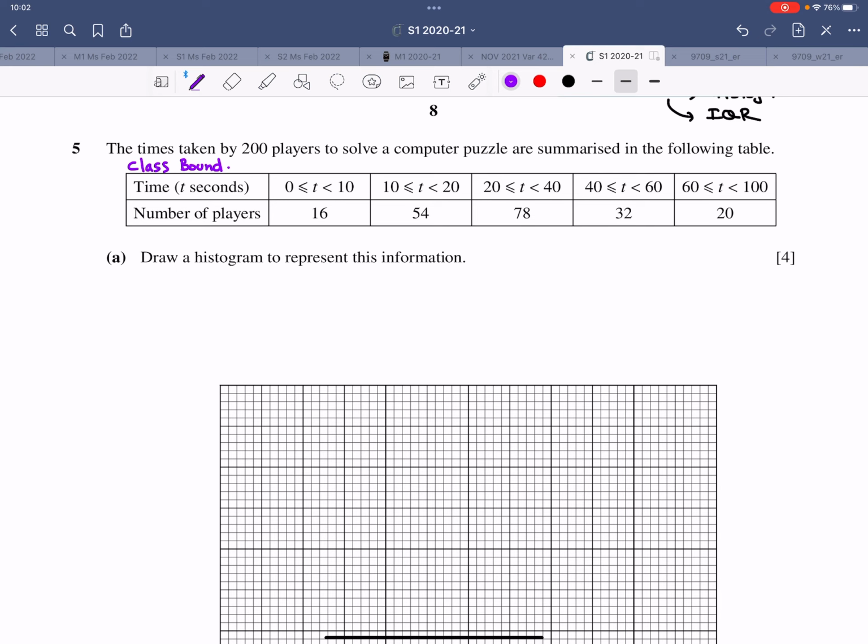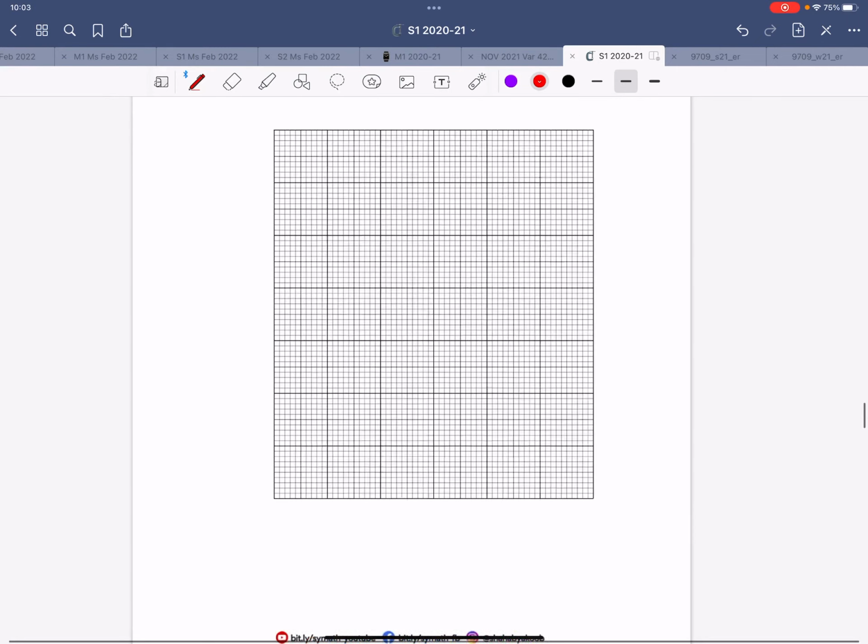Second thing, in this scenario, are class widths equal or unequal? Class width is upper class boundary minus lower class boundary. Over here, the class width is 10, and this is 10, and this is 20, and this is 20, and this is 40. So this is unequal class width. Therefore, it's a concept of frequency density.